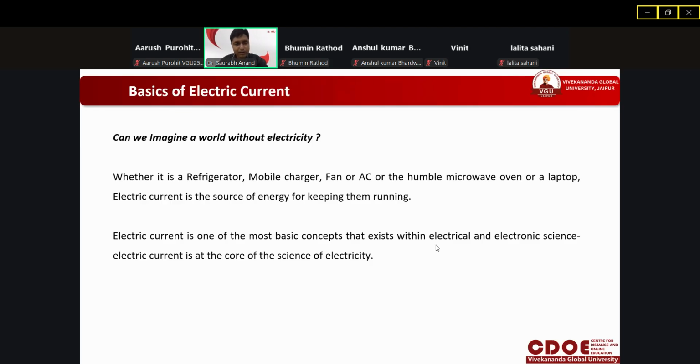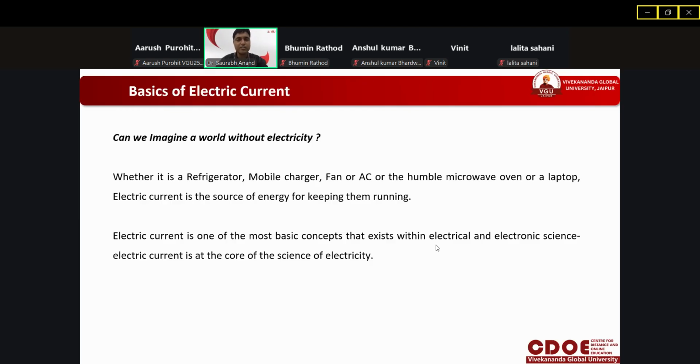So how does electricity reach our home? It is actually due to electric current. So what is electric current? As I told you, it provides energy. Electric current is the source of energy so that appliances can work. Current flows, and if current is not flowing, then electricity will not be there. Electric current provides the energy to the appliance.